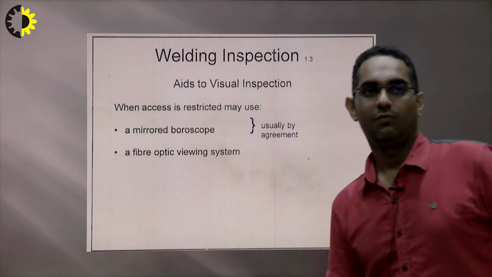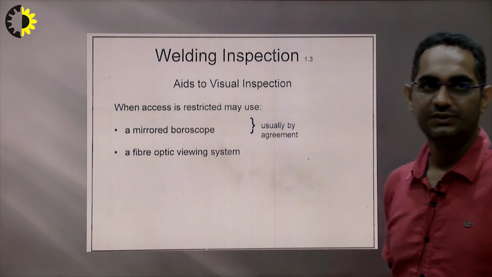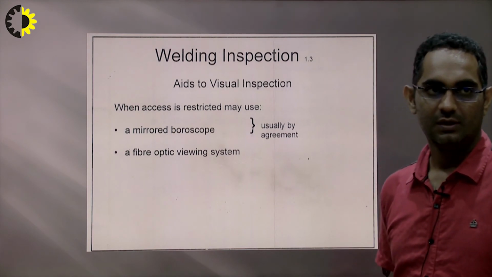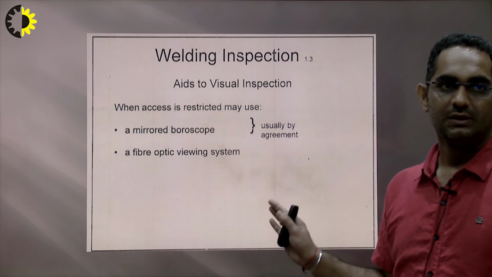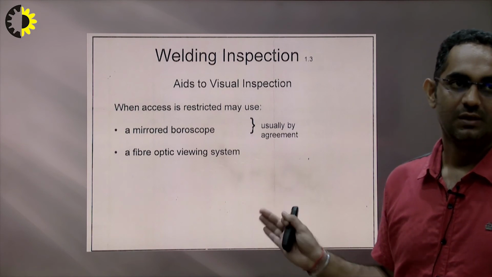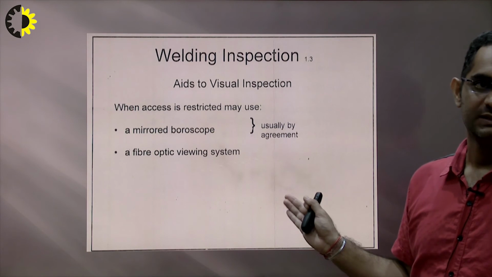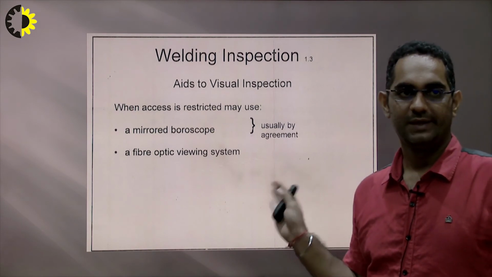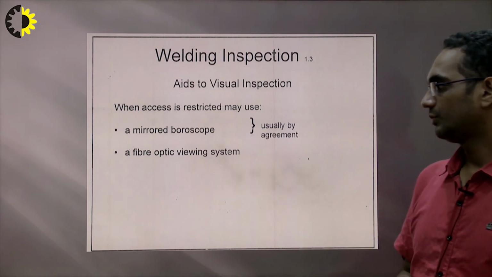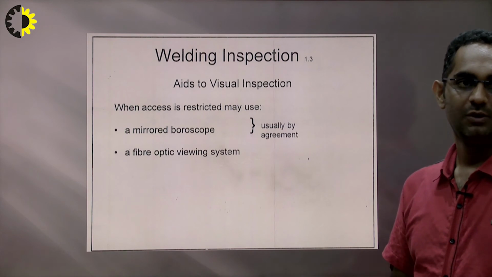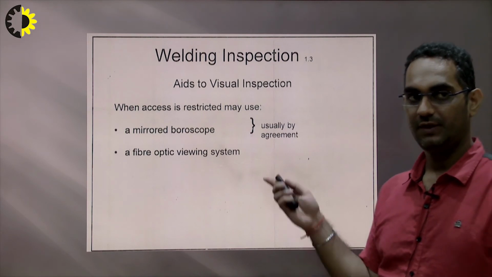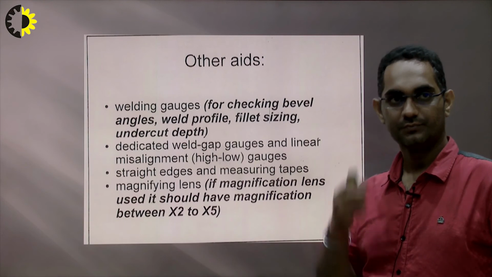Next are the welding inspection aids to visual inspection. When access is restricted, a mirrored borescope may be used, usually by agreement, and a fiber optic viewing system.